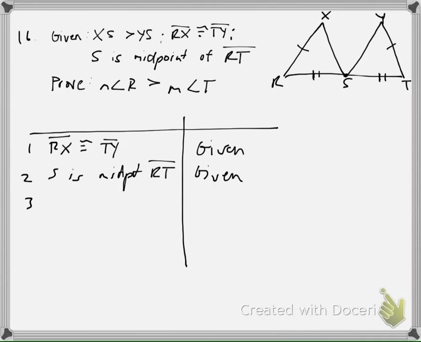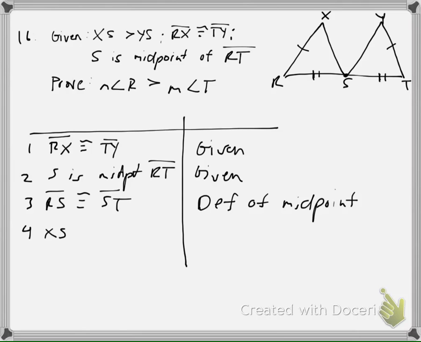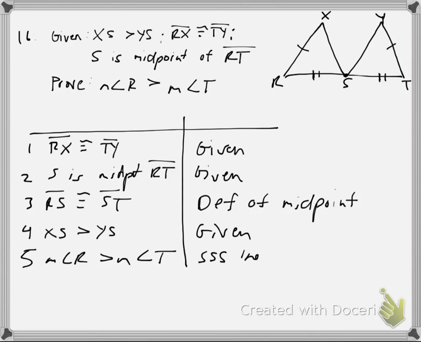3 is RS is congruent to ST, and that's definition of a midpoint. Number 4 is XS is greater than YS. That's the given. And number 5 is measurement of angle R is greater than measurement of angle T, and that is by the side inequality theorem.